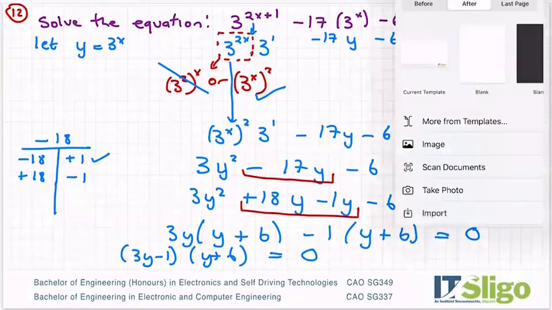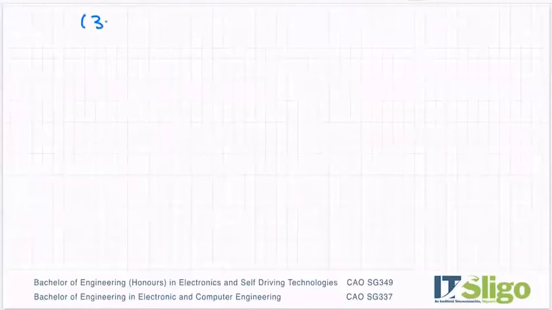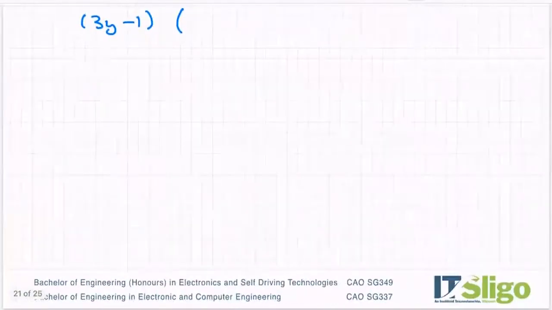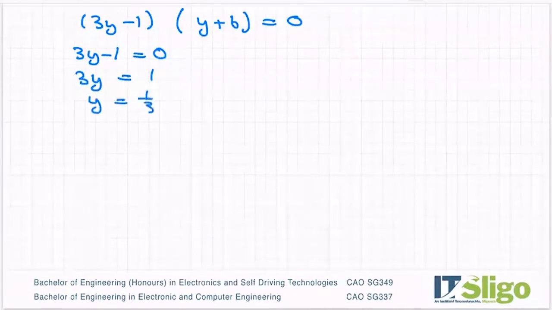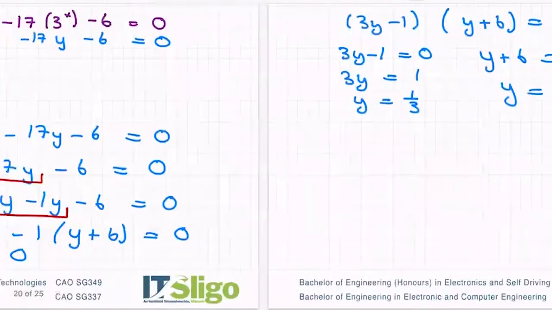So let me add in a page and solve those factors. So 3y minus 1, I'll just write it down again, by y plus 6 equals 0. So let's solve them. 3y minus 1 equals 0. 3y is equal to 1. Y is equal to a third. Okay, or I have y plus 6 equals 0. Y is equal to minus 6.